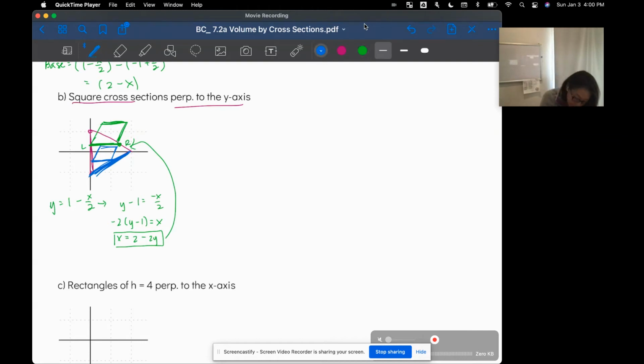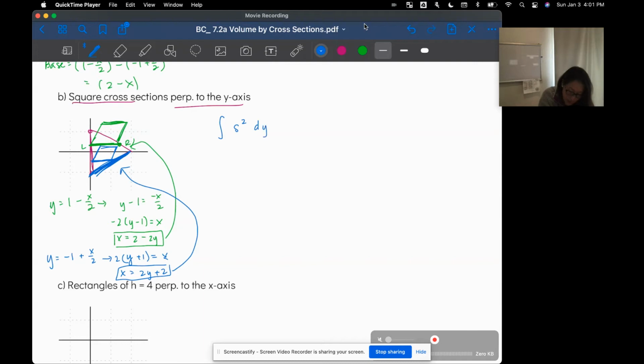And then our blue line, y is equal to negative 1 plus x over 2. We're going to do the same. So I get y plus 1 times 2 is equal to x. So x is equal to 2y plus 2. This equation represents the blue line. Okay, so next up, we need to take the integral of s squared dy plus the integral of s squared dy for the bottom squares and then the top squares.